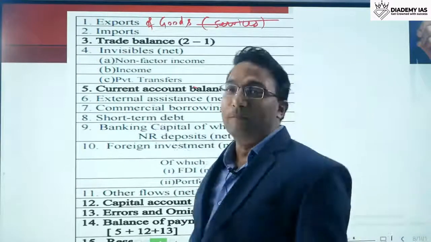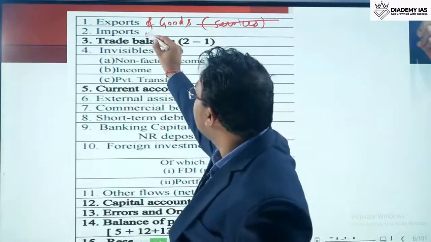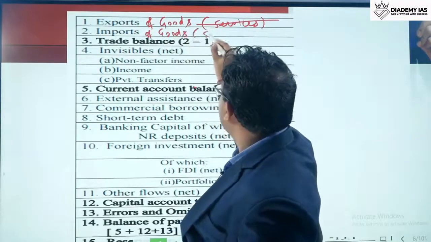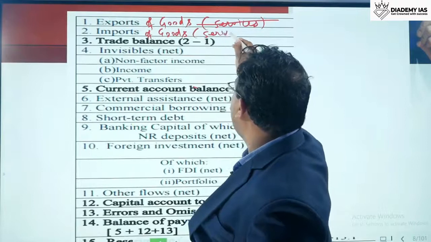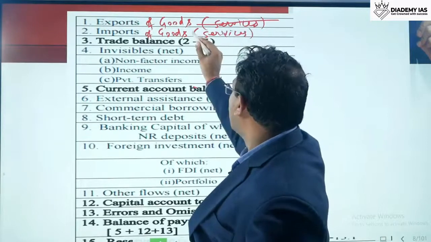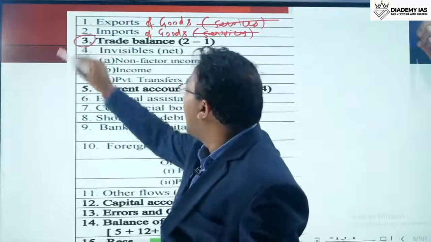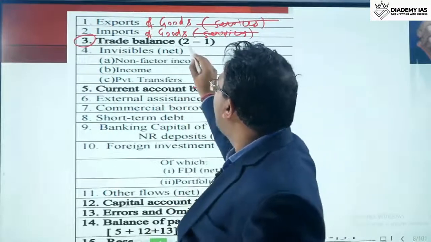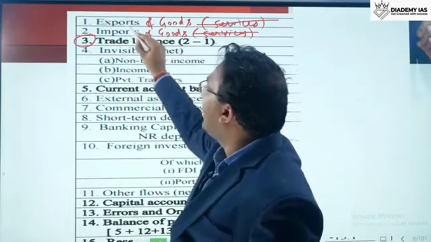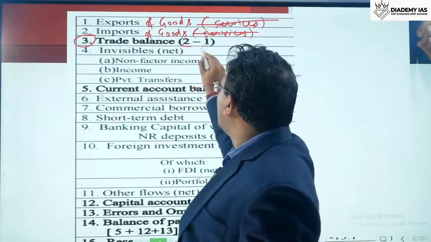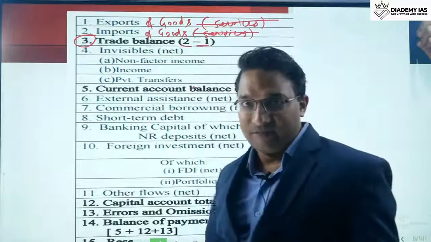Then second line is import. Again, this is import of goods, not the import of services. So please be careful. Only and only goods. And item number three is the difference between item number one and two. So difference between item number one and two, this is trade balance.